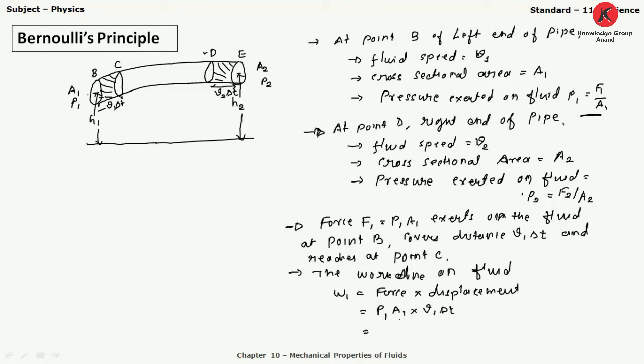Now, if we simplify this equation, this is P1 in bracket A1 into velocity V1 into time delta T, then this A1 V1 into delta T is nothing but the change in volume. So P1 into delta V1. So this is the equation for work done W1, which is the work done on the fluid. Right.